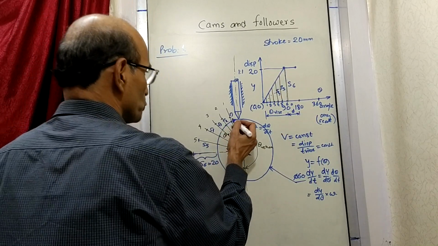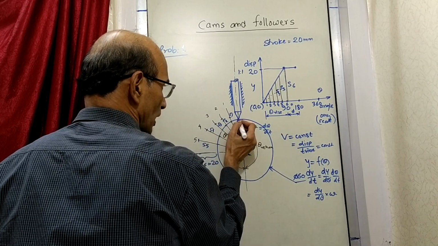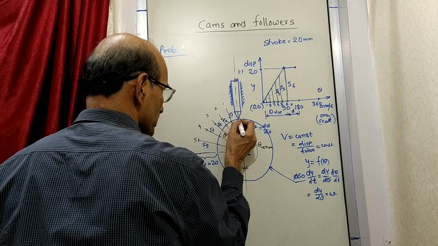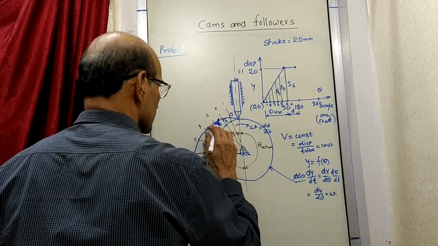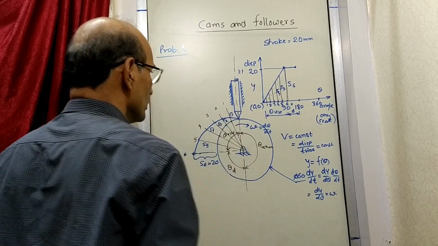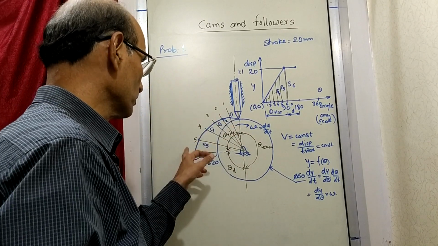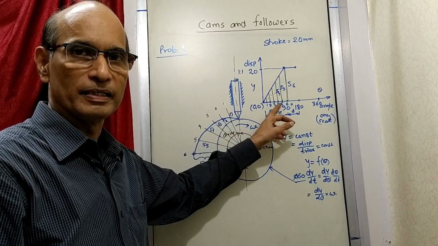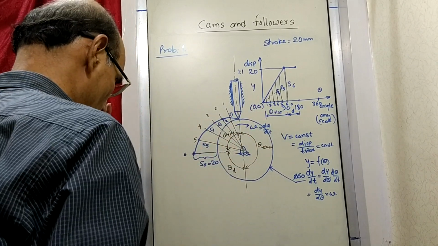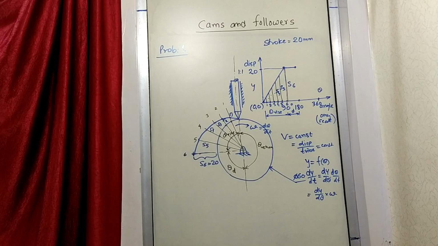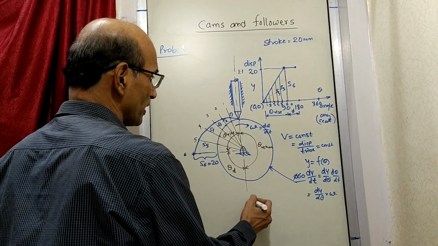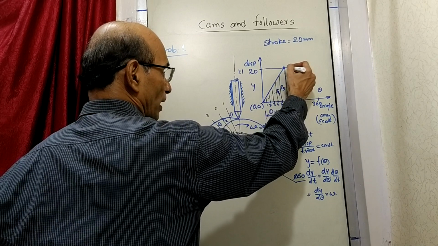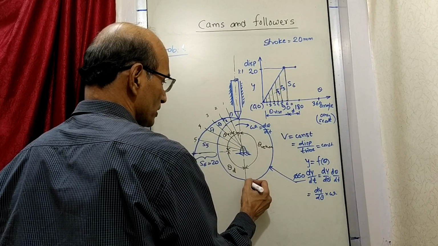So now we are going to join these points, starting from this point and then all these points, like this. So this becomes the shape of the cam during the first 90 degrees. Now the next thing is, for the next 90 degrees it is going to remain at the same height. So the height is going to remain the same.